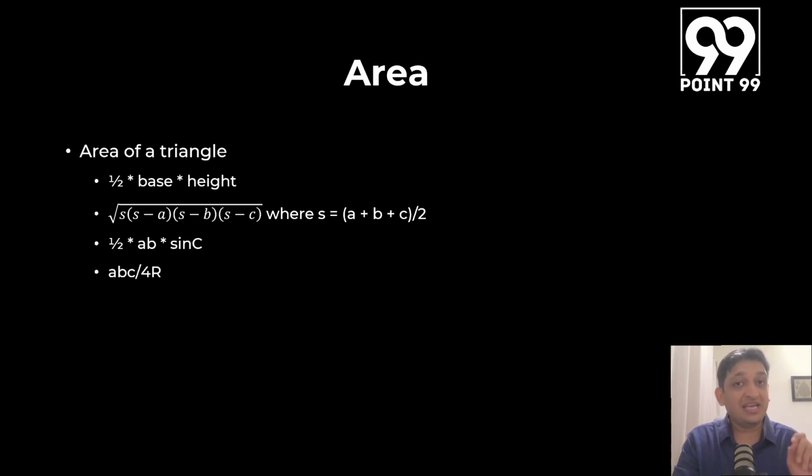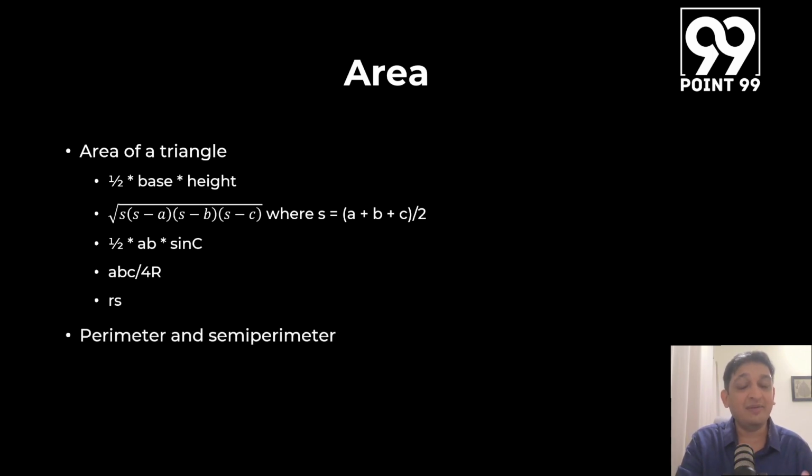ABC by 4R is one of the rarer formulas that we will use when we find the area of a triangle, where A, B, C are the lengths of the individual sides and capital R is the circumradius of this particular triangle. Area of a triangle, or for that matter any polygon, is given by small r into small s, where small r is the inradius of this particular circle that we are going to draw, which is the incircle, and s is again the semi-perimeter, which is (A plus B plus C) divided by 2.